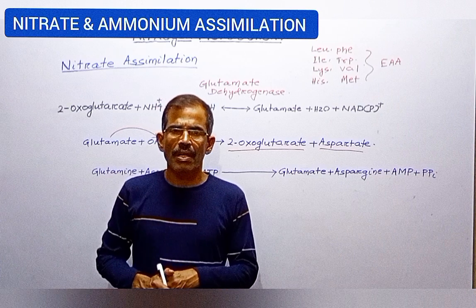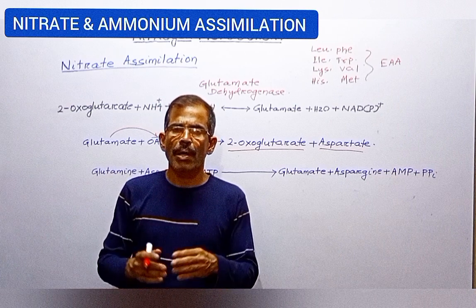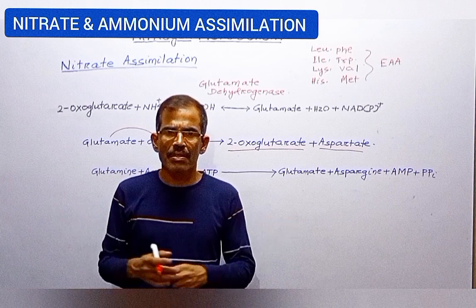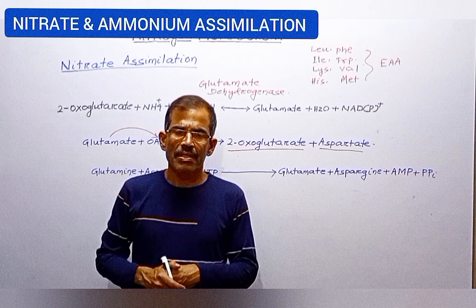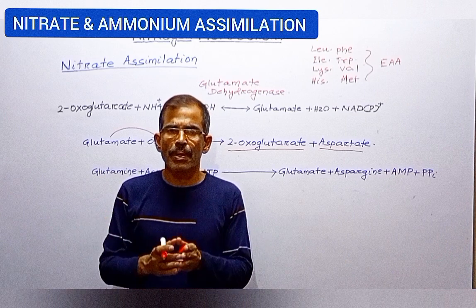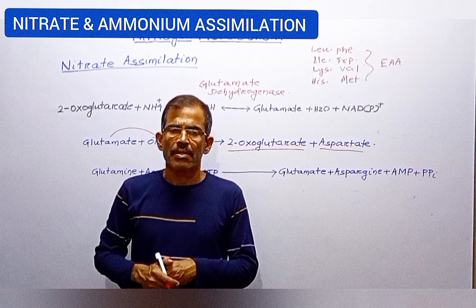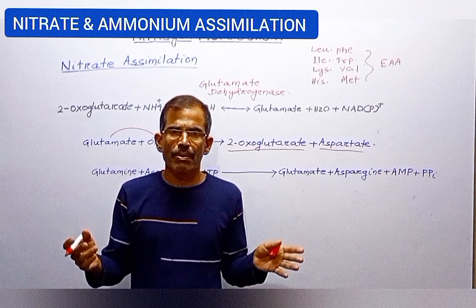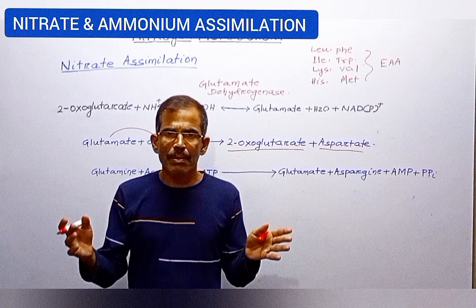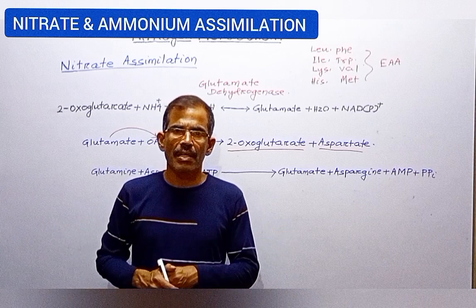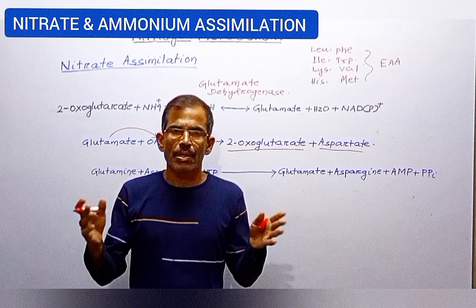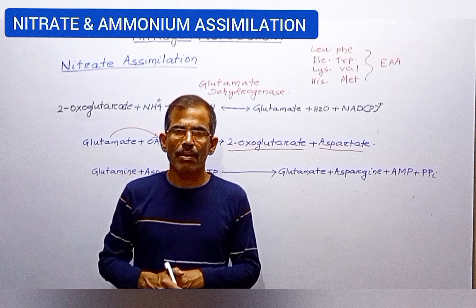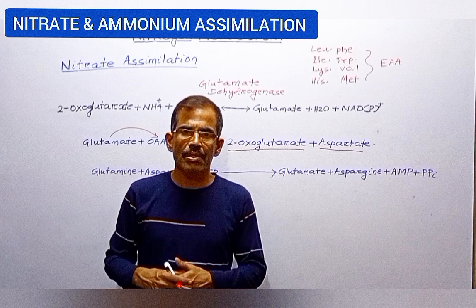The nitrogen-containing amino group for amino acid synthesis is derived from transamination reaction, and the carbon skeleton comes from various intermediates of glycolysis such as 3-phosphoglycerate, phosphoenol pyruvate and certain intermediates of the citric acid cycle such as oxaloacetate and 2-oxobutyrate. So friends, this is all about nitrate and ammonium assimilation.